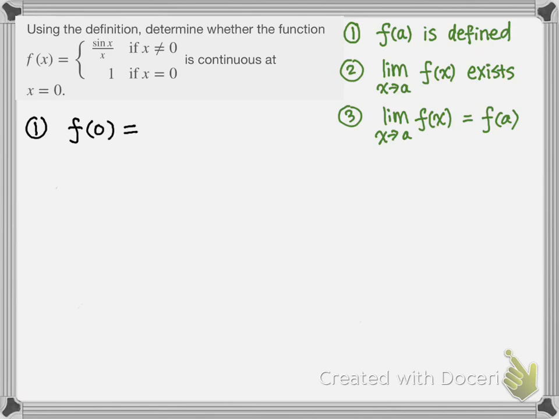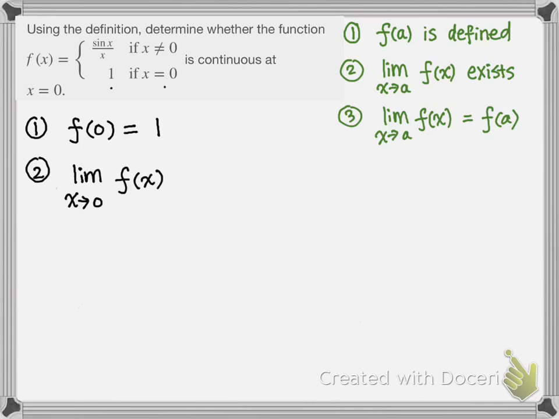According to this piecewise function, when x equals 0, f of x equals 1. So it is defined. Number two, do we have a limit? So does the limit as x approaches 0 of f of x exist? Well, how do we calculate this limit? You see, when x equals 0, the function equals 1.